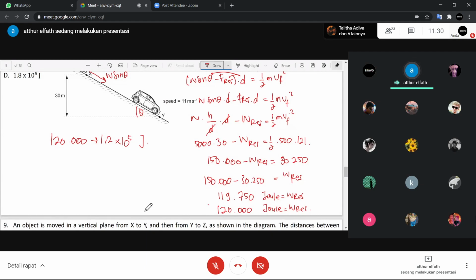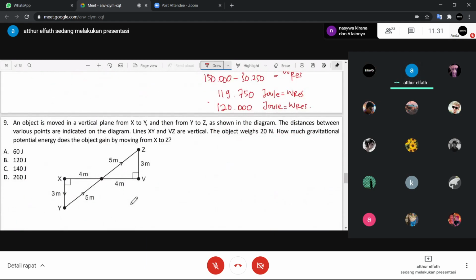Let's continue with number 9. As you can see, an object is moved in a vertical plane from x to y, then from y to z. The distances between various points are indicated on the diagram. Lines x, y, and v, z are vertical. The object weighs 20 Newton. How much gravitational energy does the object gain by moving from x to z?